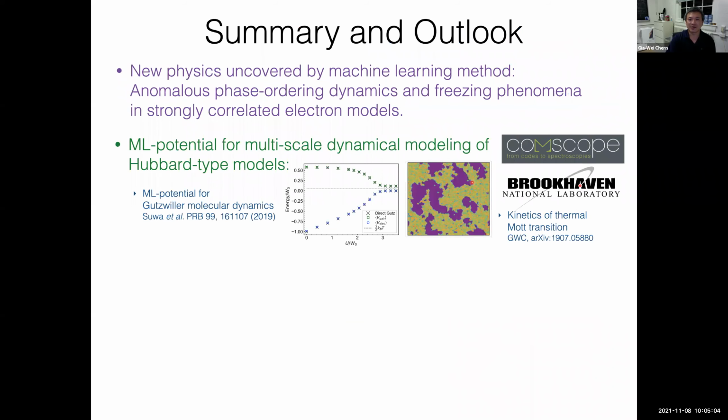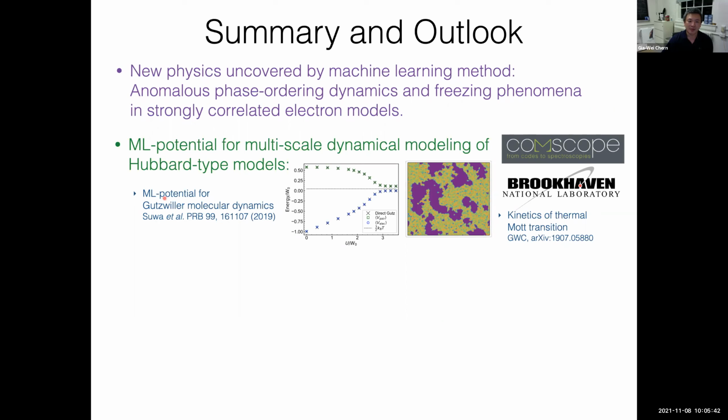Okay, so here is a summary and outlook. Here we show that new physics can be obtained by applying machine learning methods to enable large-scale simulations. And for the double exchange model and the Falicov-Kimball model, with this machine learning enabled simulation, we are able to find an anomalous phase separation or phase ordering dynamics, which are beyond the classical theories of phase ordering phenomena. And in both cases, we also find some freezing phenomenon, which we think might be a generic feature of strongly correlated electron systems.